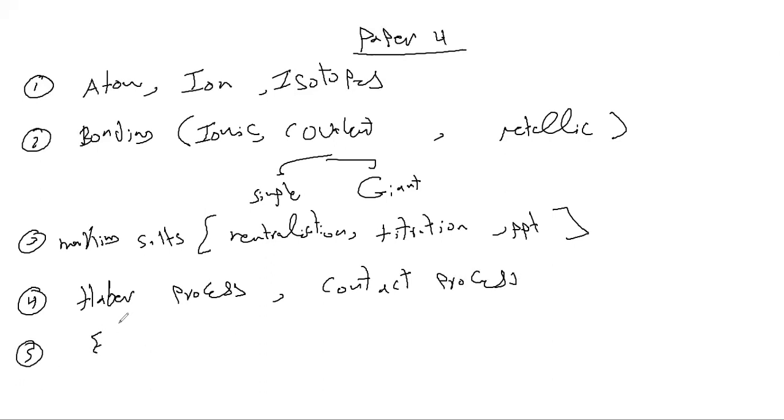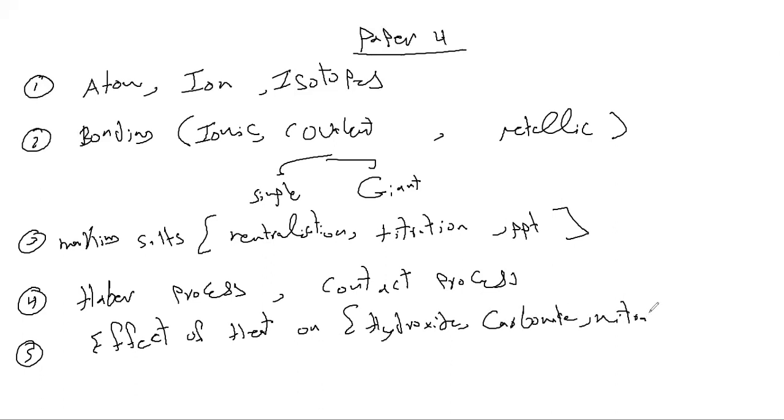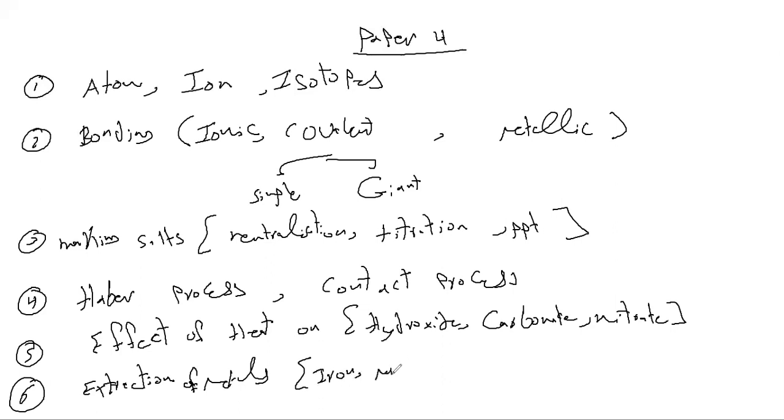Number 5, the effect of heat on hydroxide, carbonate, and nitrate. Number 6, extraction of metals from their ores. Extraction of iron, making steel. Extraction of zinc, and extraction of aluminum. This is part 1.